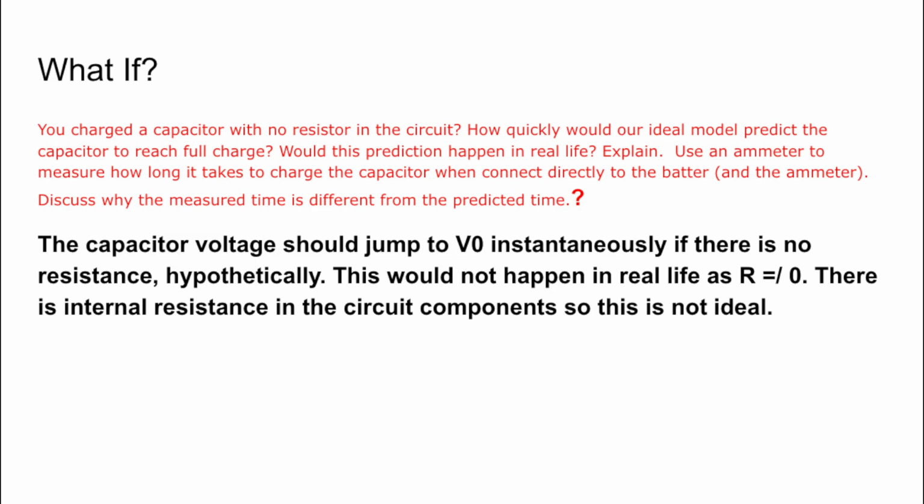But this doesn't really happen in real life because there is internal resistance in the circuit components, such as the wires and the capacitor itself and the bulb itself. So in practice, this doesn't actually work out because even with no resistor in the circuit, there still is resistance. So the ideal instantaneous jump to the highest voltage wouldn't actually happen. And so we don't really have an ideal circuit to represent this hypothetical scenario.